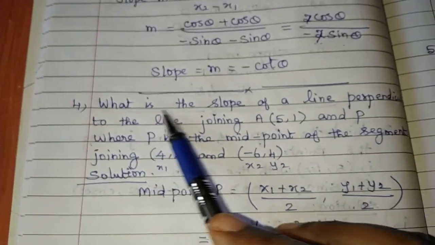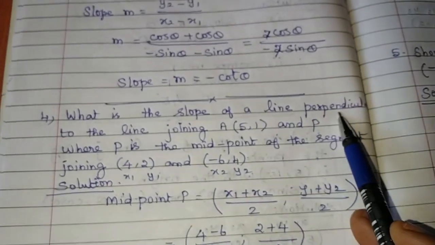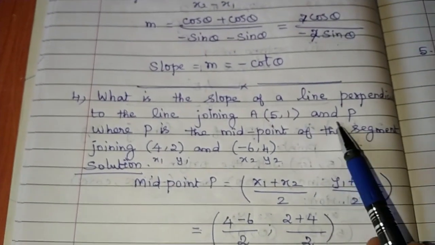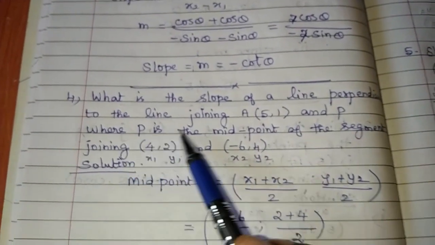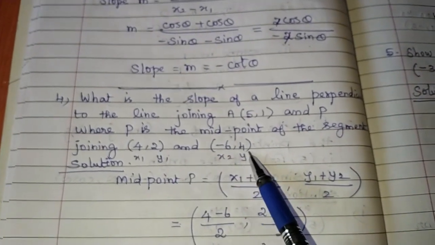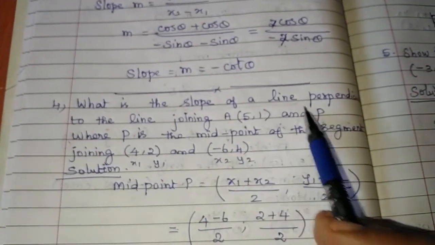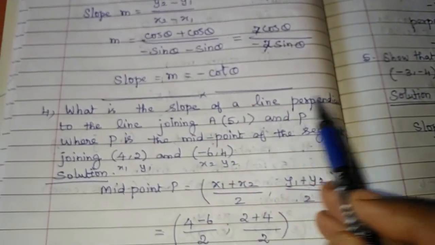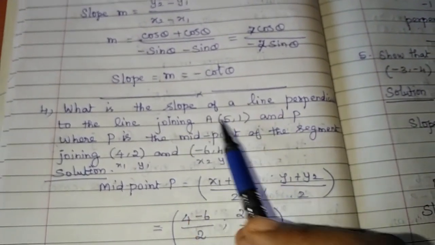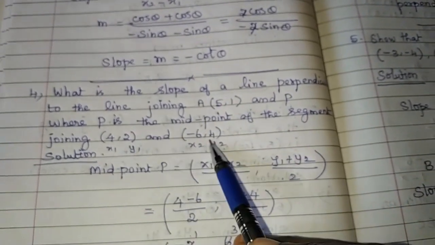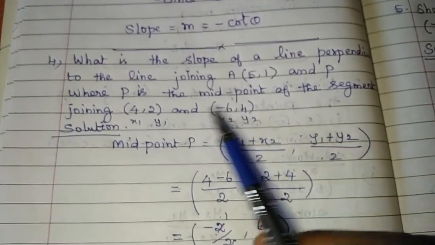Fourth sum, what is the slope of the line perpendicular to the line joining A(5,1) and P, where P is the midpoint of the segment joining (4,2) and (-6,4)? Read the question properly. Here we want to find the slope of the line perpendicular to the line joining A and P. P is the midpoint of the line joining. First we want to find the midpoint.